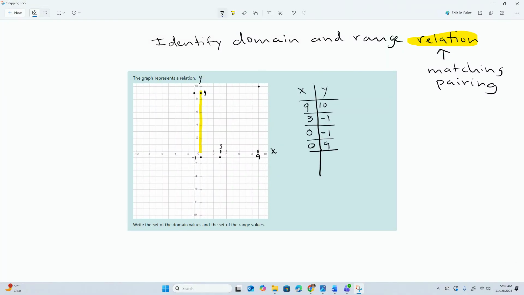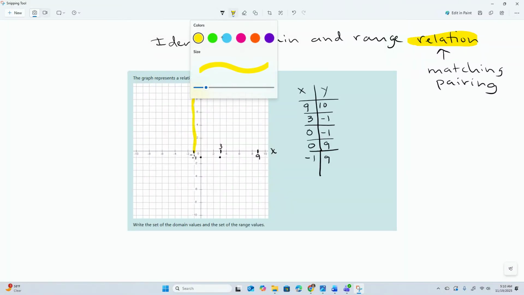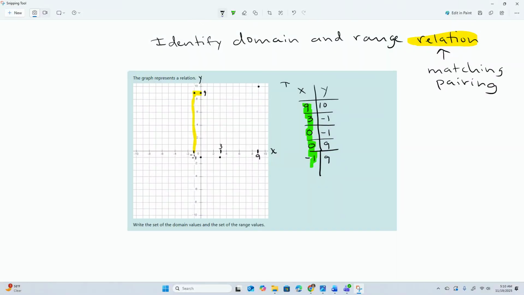And finally, the last dot. Let me erase what I put in yellow. The last dot, this one here, is matched up with what number on the X? With -1. This mark right here is in between 0 and -2. That's -1. And at the same time, that dot is matched with the Y with the 9. And now that I did the table, all my X's, all of these numbers here, are also called the domain.